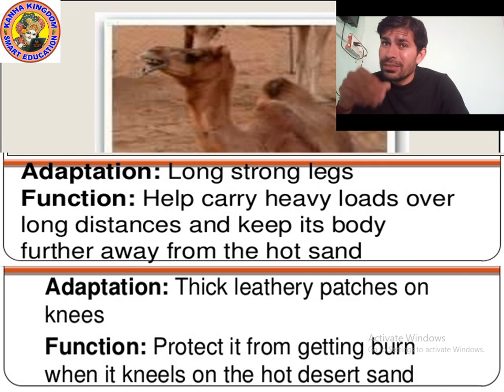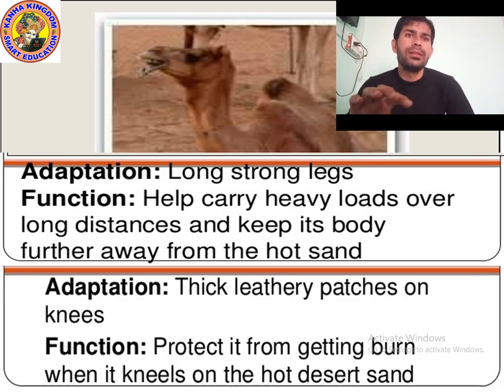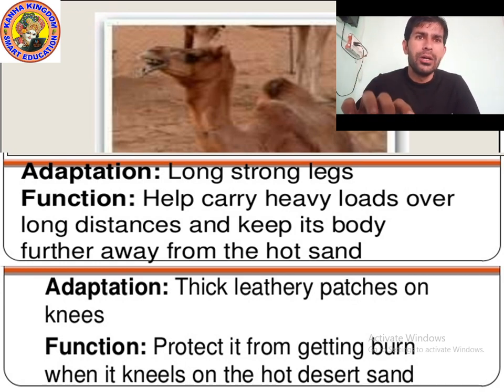When the camel kneels, that means when the camel sits in the hot desert sand, because of the leathery patches, their knees do not burn. This is the main benefit of it. I hope you understood. Now let's move on to the next point.